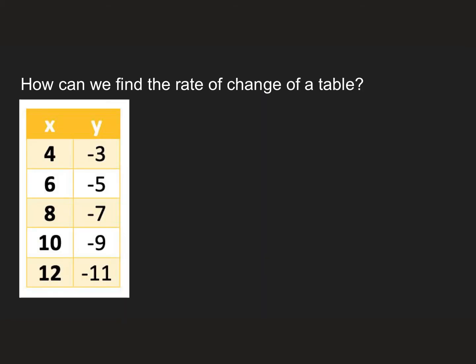But what about when I'm looking at a table? So now we're going to start using that formula. The first thing we're going to do is we are going to choose 2 ordered pairs. In this case, I will choose 4, -3, and 6, -5. So those are the 2 ordered pairs I'm using.